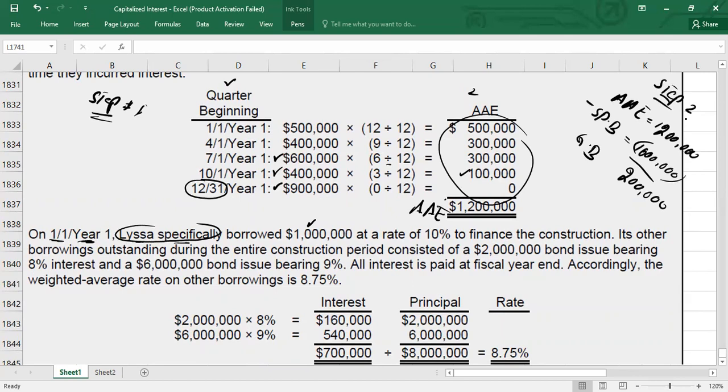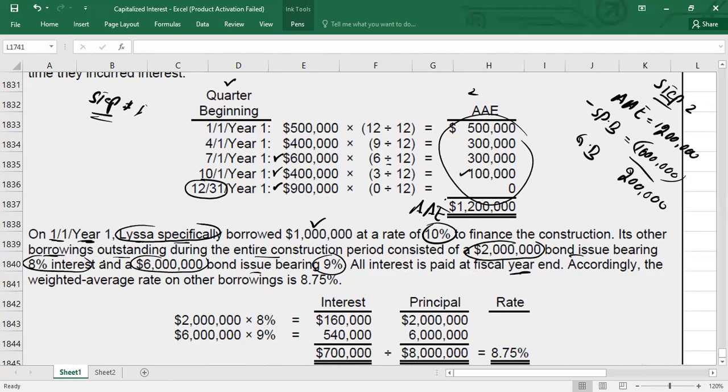So we need to know the amount of specific borrowing and general borrowing. Specific borrowing is 1 million at the rate of 10% interest. The general borrowing outstanding during the entire construction period consisted of a 2 million bond issued bearing 8% interest. So that's one kind of bond. And we have a 6 million bond issued bearing 9% interest. All interest is paid at the fiscal year end.